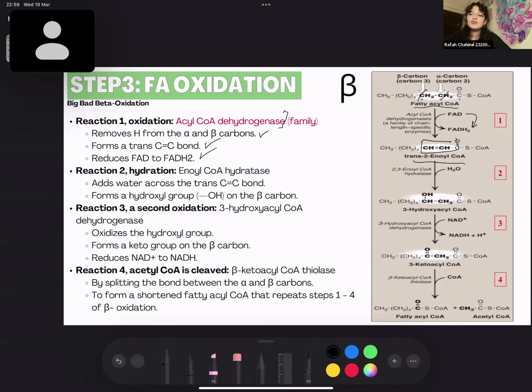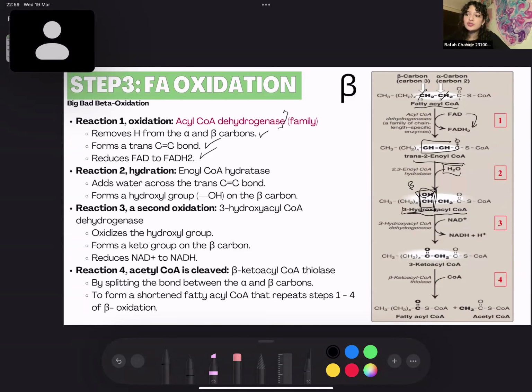Then we're going to use this hydratase enzyme, which will add water, or hydrate this molecule, and it will form a hydroxyl group on the beta carbon. Okay? We're done with steps number 1 and 2. Now, in step number 3, we have the second oxidation reaction. So now we have the 3-hydroxy-acyl-CoA, 3-hydroxy because the hydroxyl group is on the beta carbon. And we are going to use this enzyme, the dehydrogenase, to oxidize it further.